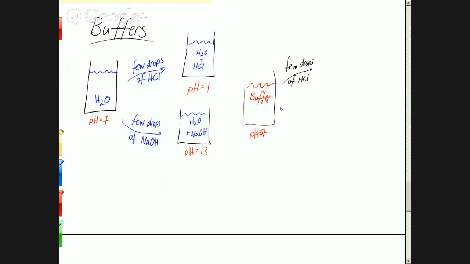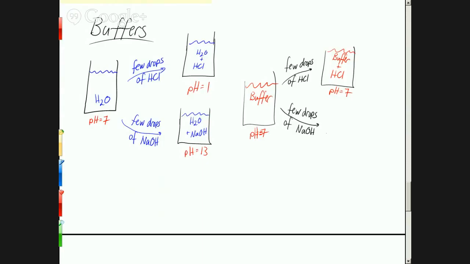A few drops of HCl. A few drops of sodium hydroxide. So now we have buffer plus sodium hydroxide, and that pH, or whoops, is it HCl? That pH is still 7. And in fact, you can put quite a few drops of HCl in there, and it will resist that change.